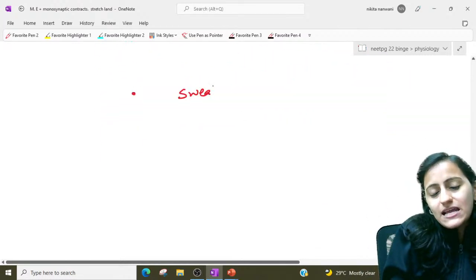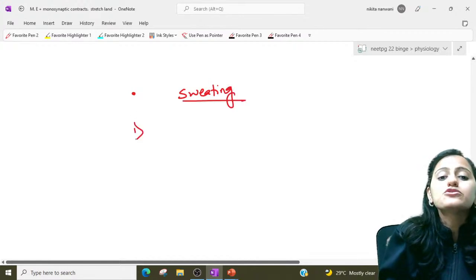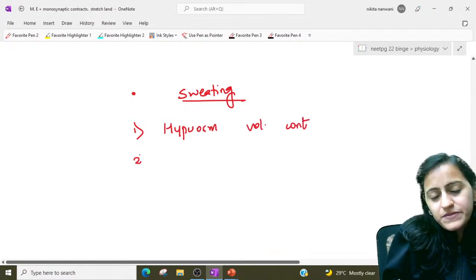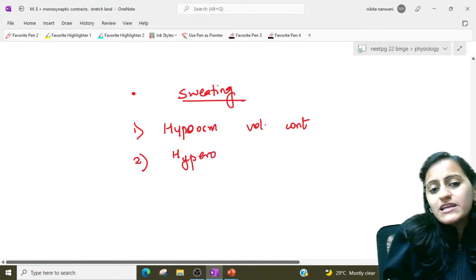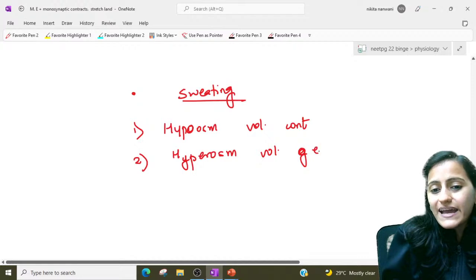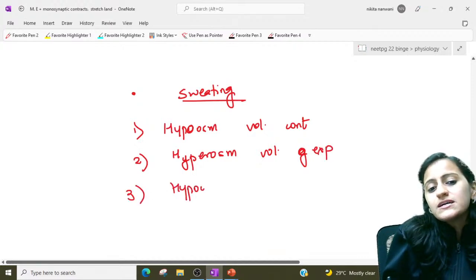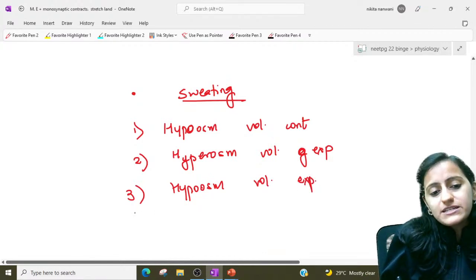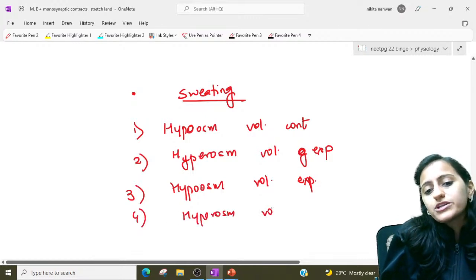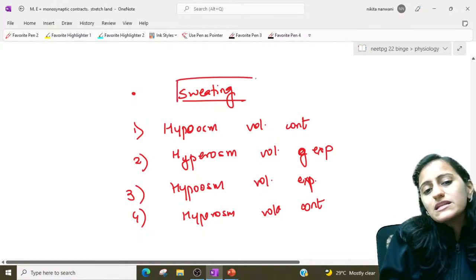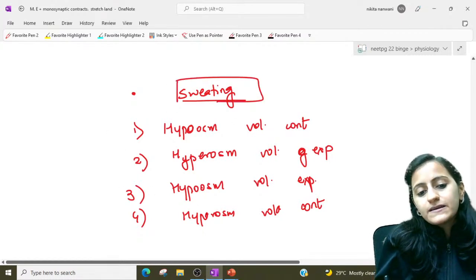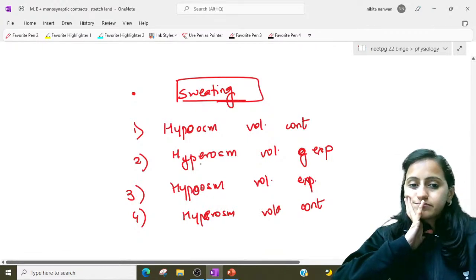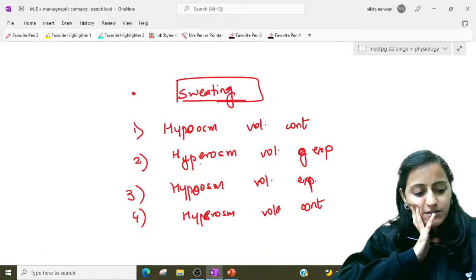Okay, next question. Tell me, sweating will lead to which of the following? Option one, hypoosmotic volume contraction. Option two, hypoosmotic volume expansion. Option three, hyperosmotic volume expansion. Or option four, hyperosmotic volume contraction. Sweating will lead to which of the following states? What do you think, Batula, Nitin?